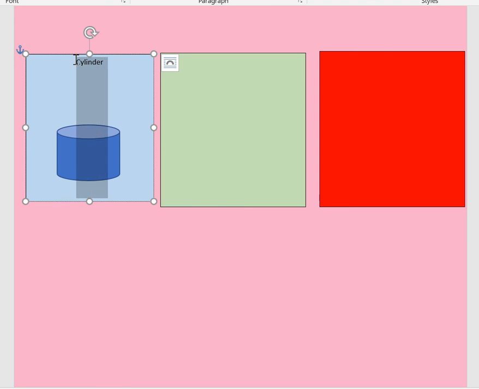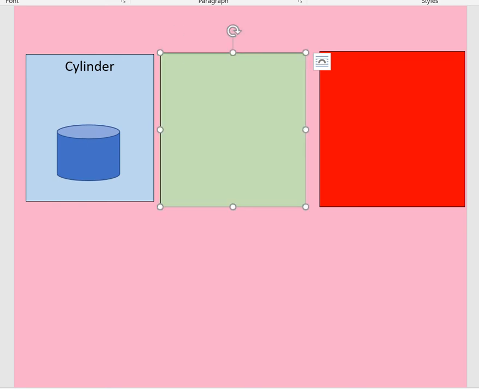Okay, so we have a cylinder. We're going to take the area of the base, and we're going to multiply it by the height. That's the same thing.